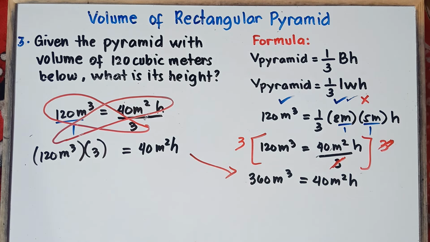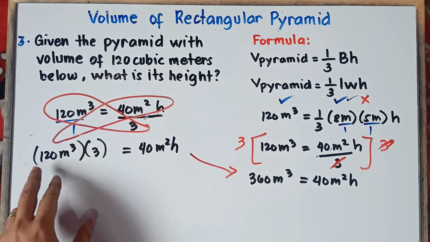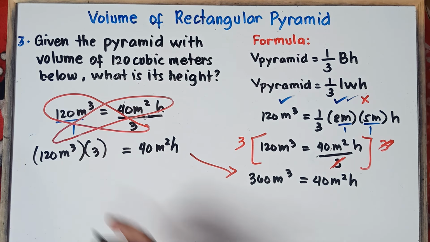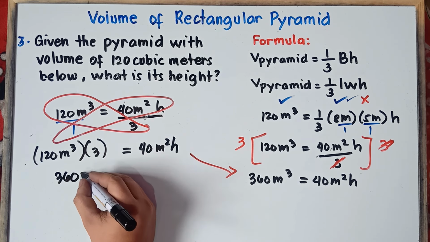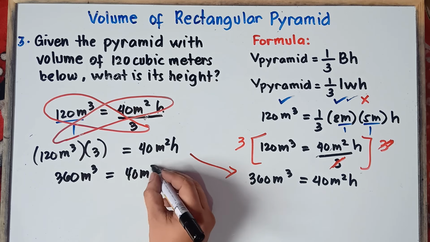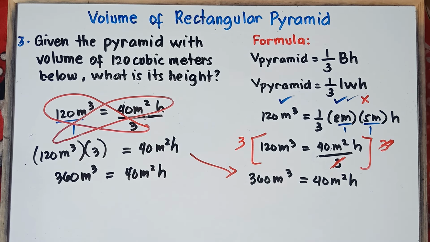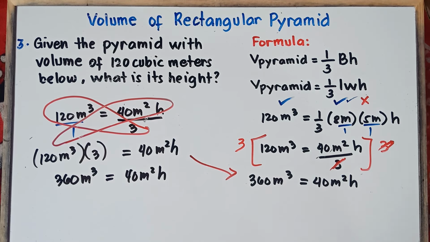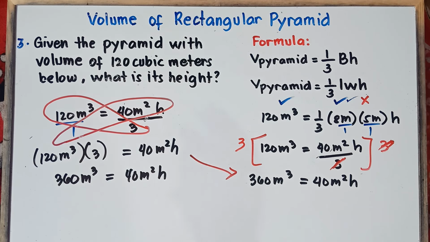So check this one out class. You will have the same answer because 120 times 3, the answer is 360 cubic meters equals 40 square meters h. So you will have the same answer class. It's up to you which do you prefer? I just need to show the two solutions because many of the students are so confused with these properties of equality.